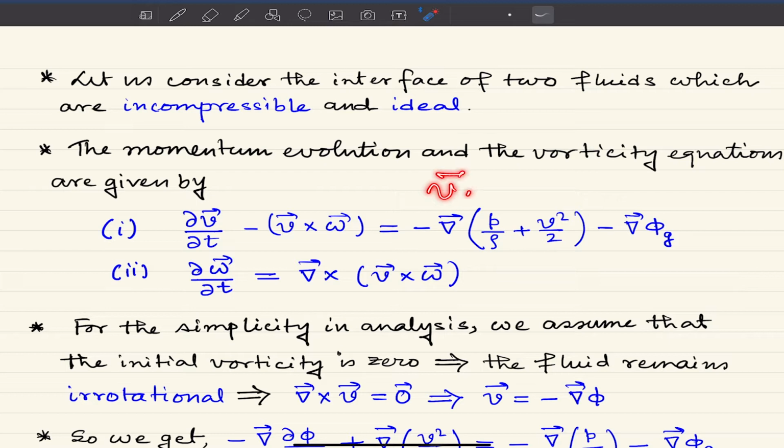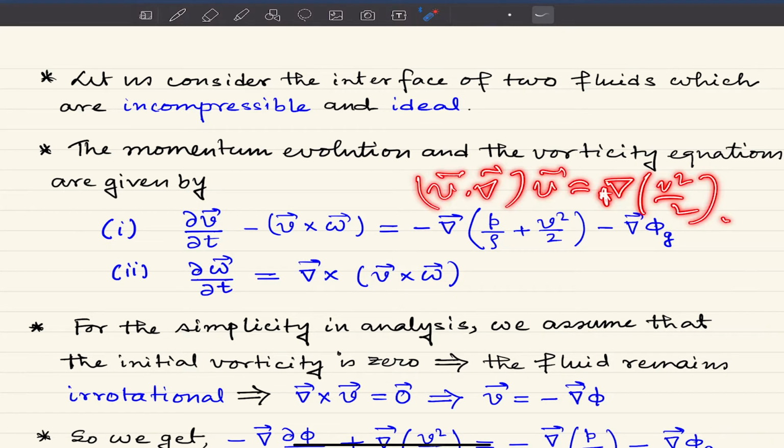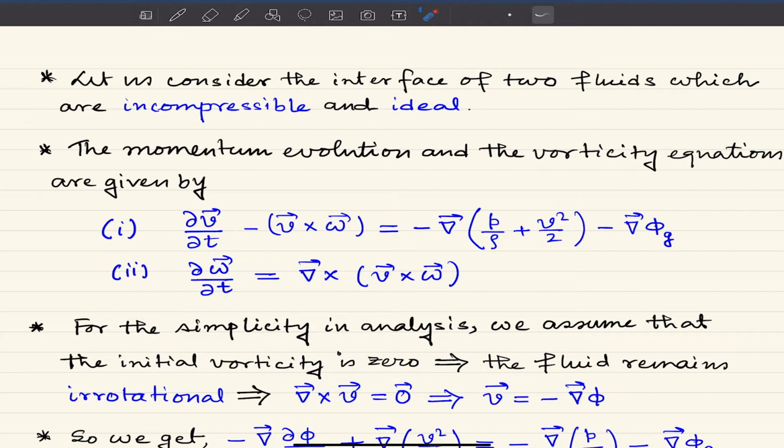V dot nabla V is now written in the form of minus gradient of V squared by 2 plus gradient of V squared by 2 minus V cross omega, where V cross omega is nothing but the minus of the Lamb vector. Again, if you take the curl of this equation, you know that these two terms will go away and you will finally have ∂omega/∂t equal to curl of V cross omega. Ideal fluid and incompressible fluid. No viscosity is there.